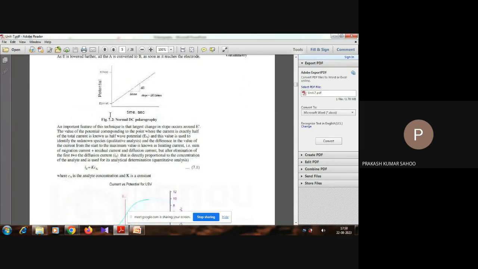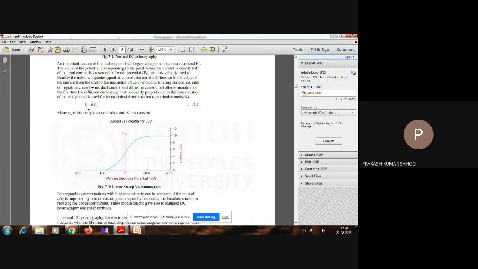And here there is a potential versus time graph. It is very much linear, and this is the slope, that will be del E by del T, that is Y by X. Then we have the diffusion current ID. It is directly proportional to the concentration of A, and we have some proportionality constant here. So this is ID equal to K into C.